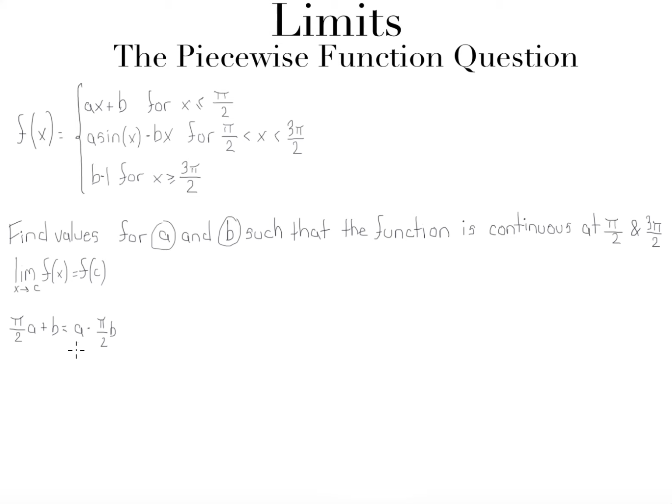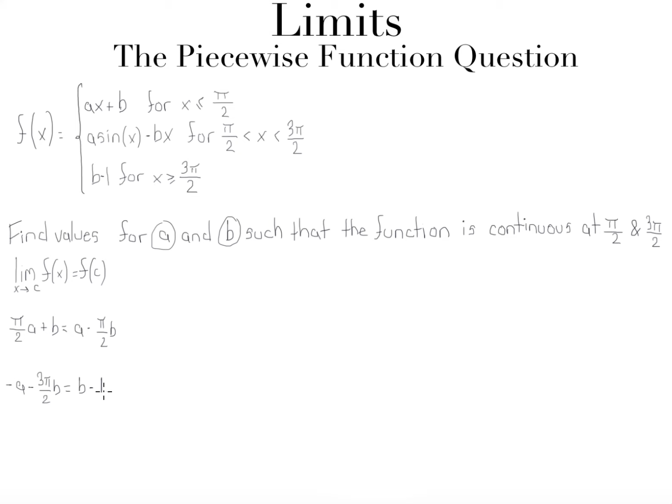For the second relationship between a and b, we have to plug in 3 pi over 2. So this yields negative a minus 3 pi over 2 b is equal to b minus 1.